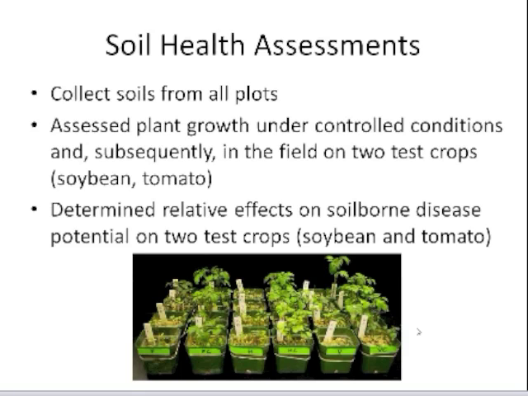Being a plant pathologist, I focused my work on the soil health assessments. So we collected soils from all the plots, and we assessed plant growth under controlled conditions, and subsequently in the field on 2 test crops, soybean and tomato. And this was because we were interested in assaying for changes in the functional microbial communities and the balance between pathogenic organisms that would slow down the growth and development of the cash crop regardless of the species of the cash crop. And so we determined the relative effects of soil-borne disease potential on these 2 test crops.